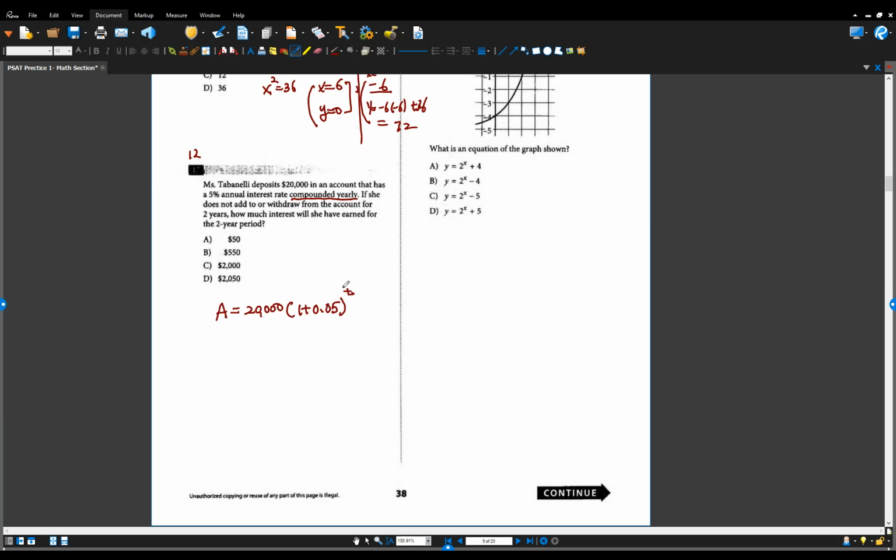If she does not add to or withdraw from the account for 2 years, nothing happens. It doesn't say deposit or withdraw, okay? Nothing. We keep going with this one, 2 years. Now the question over here: in 2 years, how much interest will she have earned? You're going to find the interest, not the balance, not the total amount. All right, can you try this one?